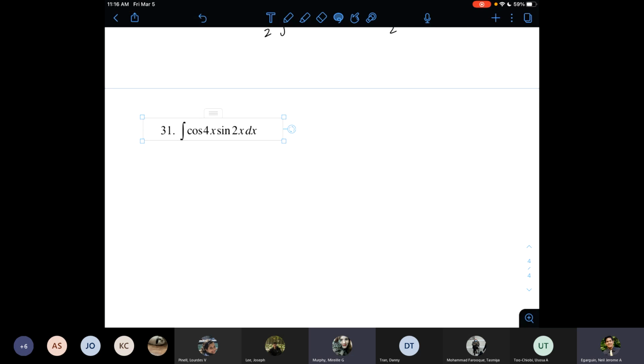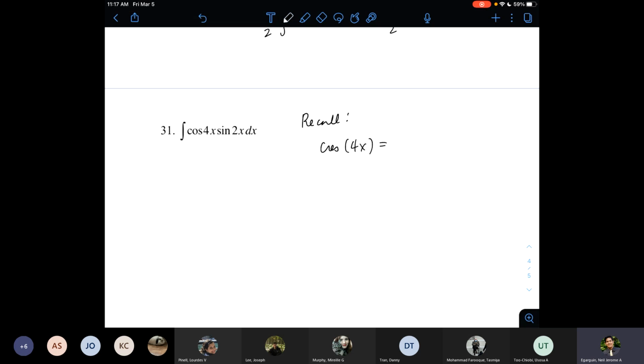Okay, so for problem 31, we want to integrate cosine 4x sine 2x. Again, one problem here is that we have different arguments. The cosine has a 4x inside it, while sine has a 2x. So again, I'll write this so that they will have the same argument. For that, I'll recall that cosine 4x can be written using the double angle identity. Perhaps I can write it in terms of sines.